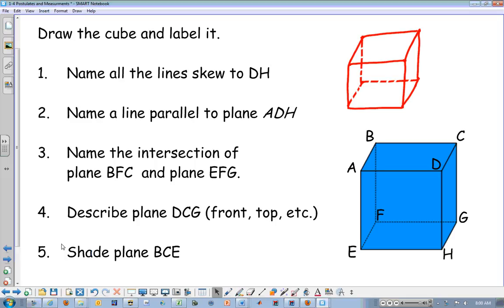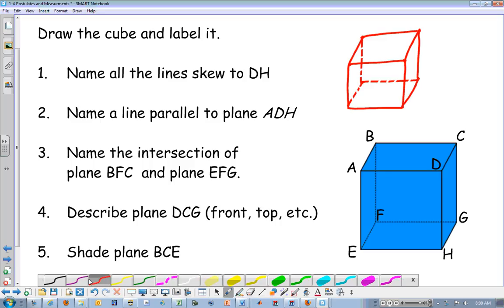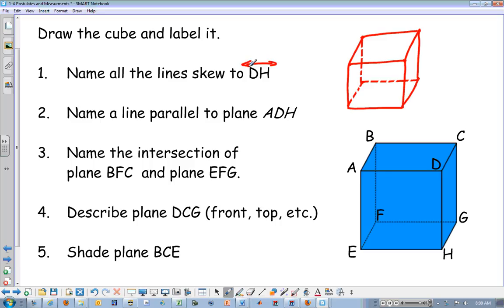So here we go. Let's take a look at this warm-up, and then we'll talk about the elemental Euclid real quick, and then move on to the intersecting dimensions. All right. So name all the lines that are skew to DH. This should, by the way, have a line over it here.